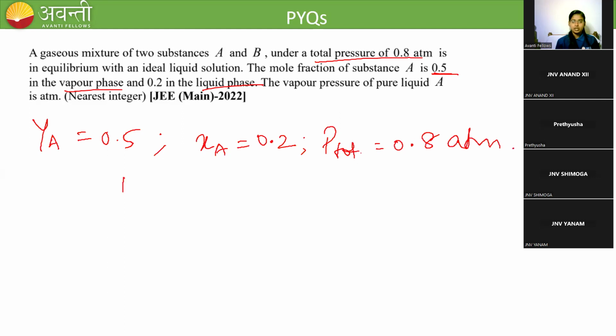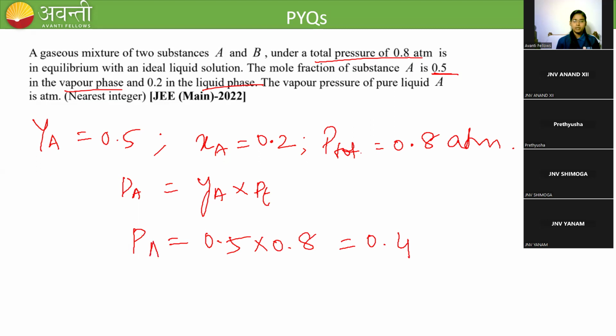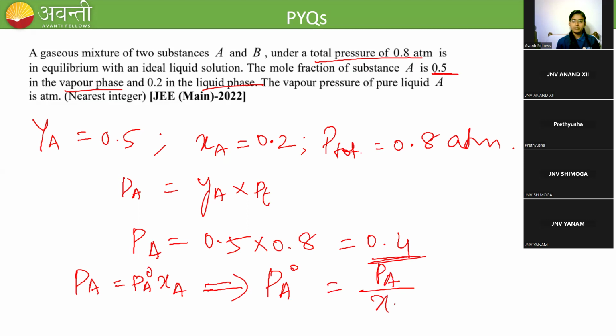And we know that PA is equal to YA into P total, which is equal to 0.5 into 0.8, and it will be equal to 0.4. So I have got the value of PA here. Now, according to Raoult's law, PA is equal to PA naught into XA. So PA is 0.4. So from this, what is PA naught? PA naught is equal to PA divided by XA. So what is PA? 0.4.